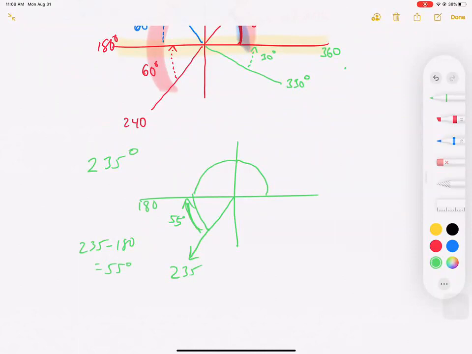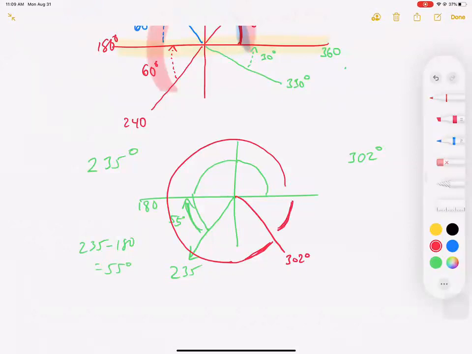What if I have something bigger? If it's 302? Well, 302 would take us all the way past 270 into quadrant 4. Doesn't matter how you draw it, 302. But we know to get back, we have to get to 360. So this is 360. What's the difference? 360 minus 302, that is 58 degrees. So we know our reference angle is 58. I feel like it's easier to draw it if you need to, so you know which way to go. But a reference angle always goes back to the floor.